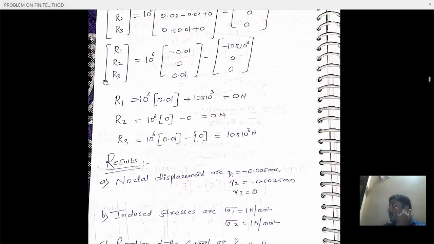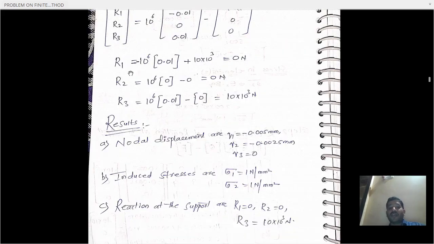So just now I told you, first of all you have to take this value above, R1 equal to 10 power of 6 into 0.01, minus into minus plus 10 into 10 power of 3, then you will get the answer 0 newtons. R2 equal to 10 power of 6 into 0 minus 0 equal to 0 newtons. R3 equal to 10 power of 6 into 0.0 minus 0 equal to 10 into 10 power of 3. So the normal reaction at point 1 should be 0, at point 2 should be 0, and the normal reaction R3 value is 10 into 10 power of 3.